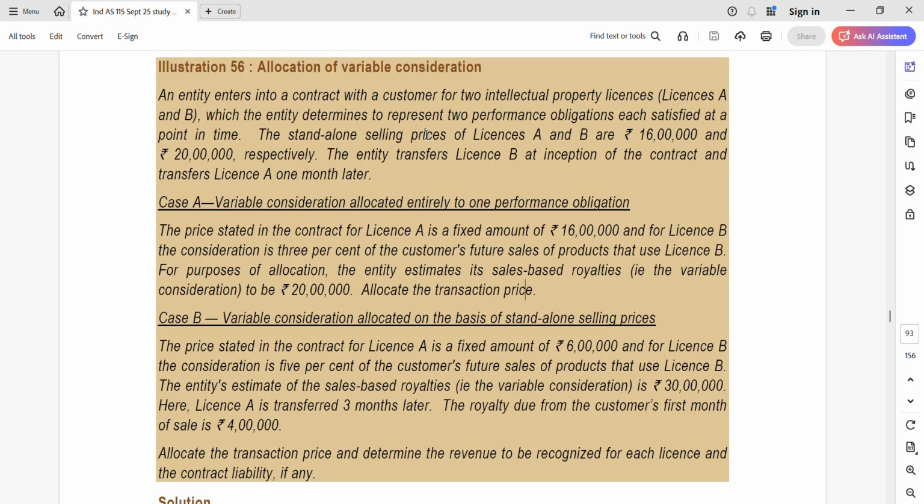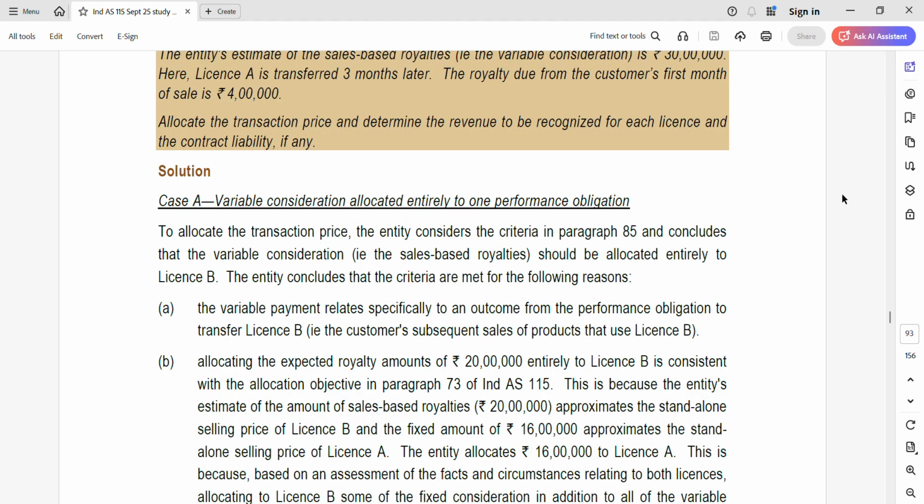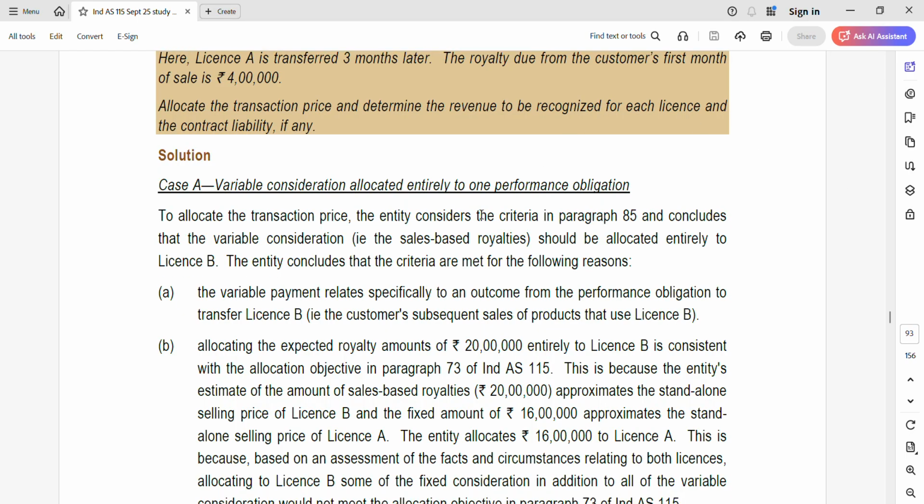So, this is the question. Let's quickly see what exactly is expected from you. First is case A. In that case, the entity considers the criteria in para 85 and concludes that the variable consideration should be allocated entirely to license B. This is because the variable payment relates specifically to an outcome from a performance obligation to transfer license B, because the customer's subsequent sales of products that use license B is this particular aspect.